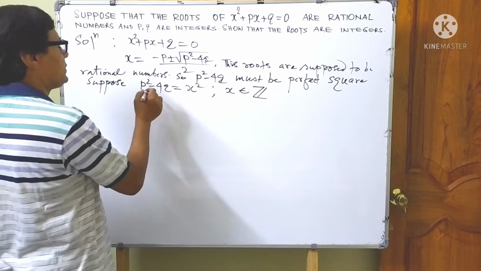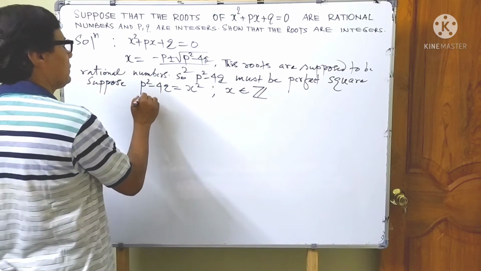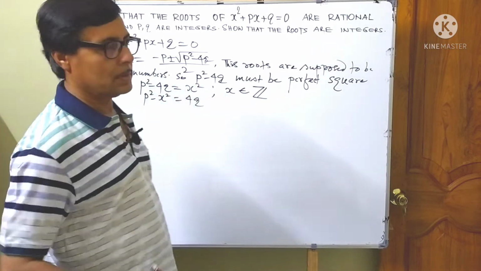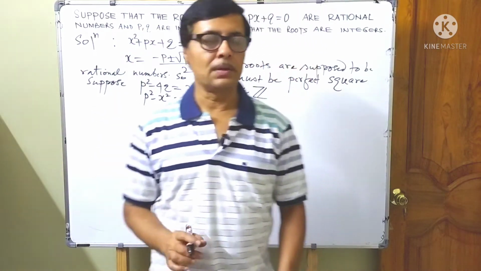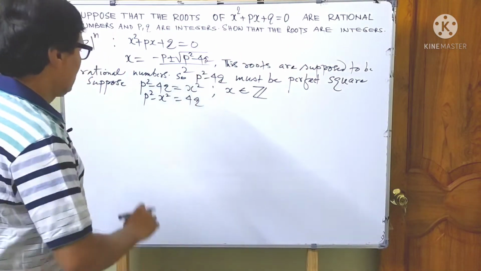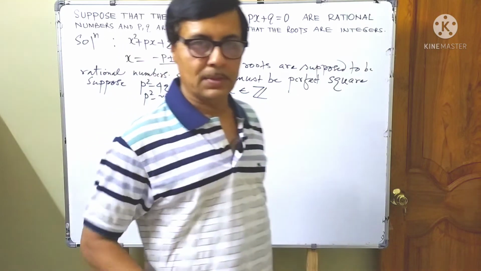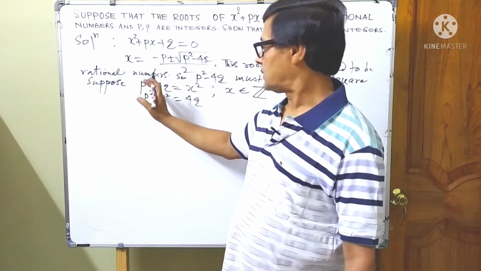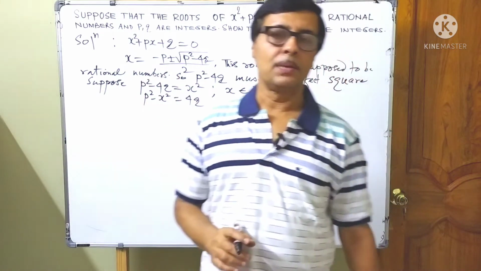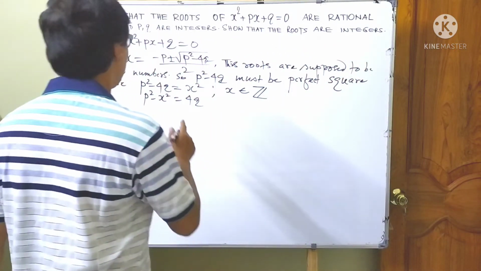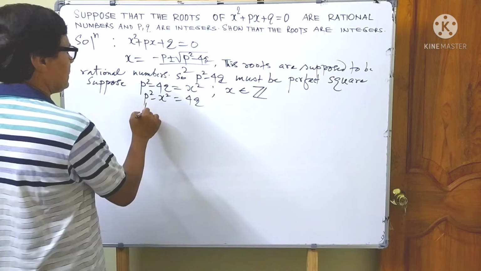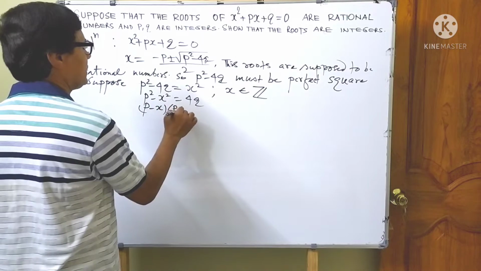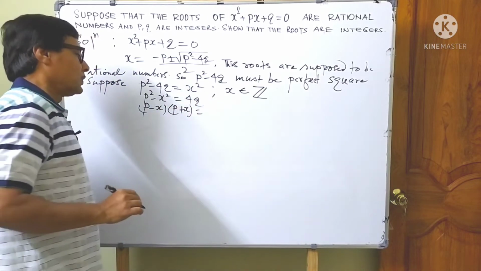Now we can write p square minus x square equal to 4q. Now we can factorize the left hand side, which is p square minus x square, as the product of p plus x and p minus x. That is, after factorization we get p minus x multiplied by p plus x equal to 4q.